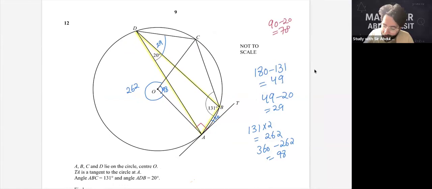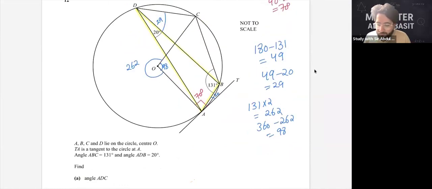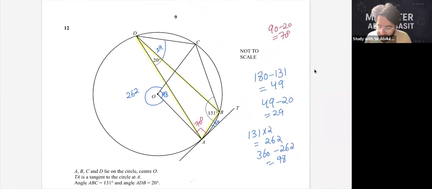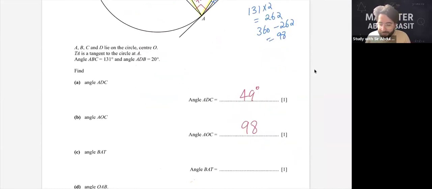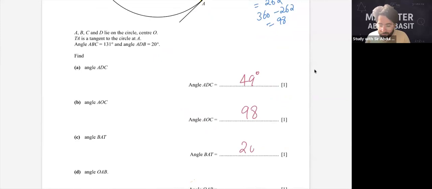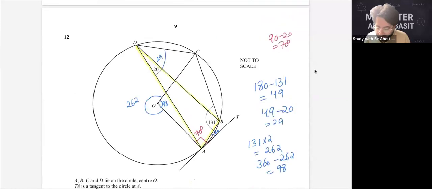मैं सारी working यहाँ पे क्यों कर रहा हूँ मैं वो भी बताऊंगा अभी आपको. 70 degrees. Let's see what is the demand of the question. ठीक है. ADC, so ADC we found it's 49. AOC, we found it's 98. BAT, we found it's 20 degrees. OAB, O, A and B, we found it's 70.